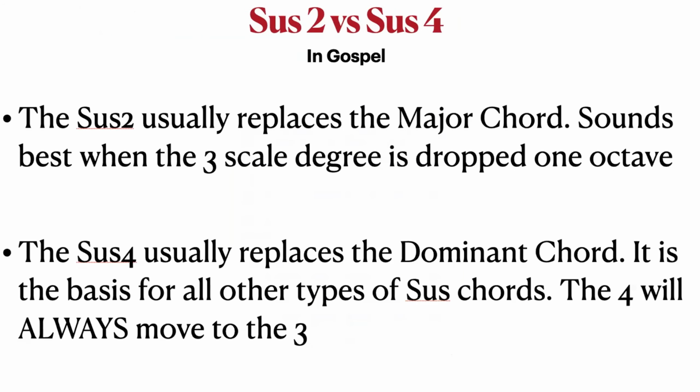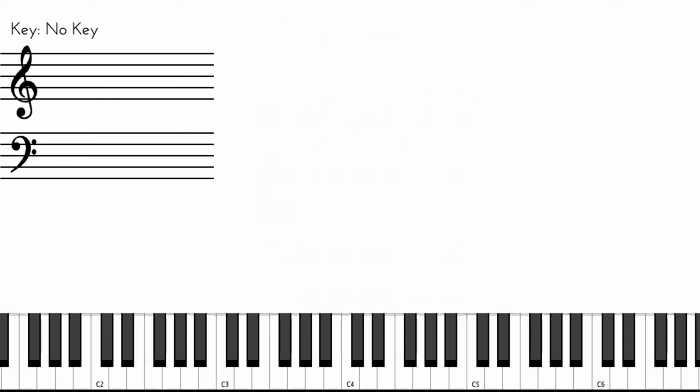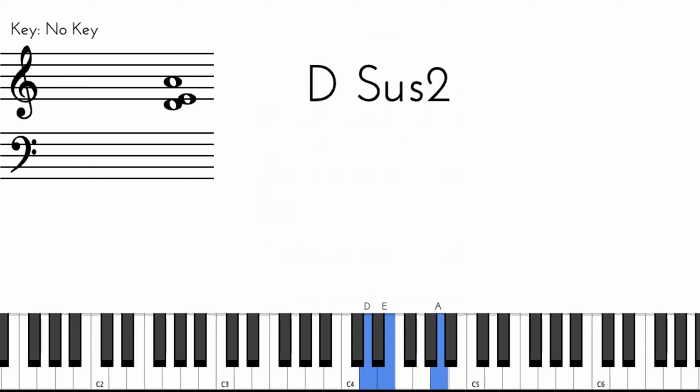And then what this chart also says is that it sounds best when the third scale degree is dropped. I'm going really fast here, but this is a really easy principle. So remember, anytime you want to replace the major, you could replace it with the sus2, and it sounds great when the third degree, 1, 2, 3, is dropped an octave.